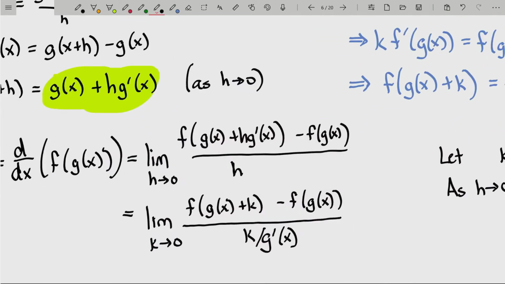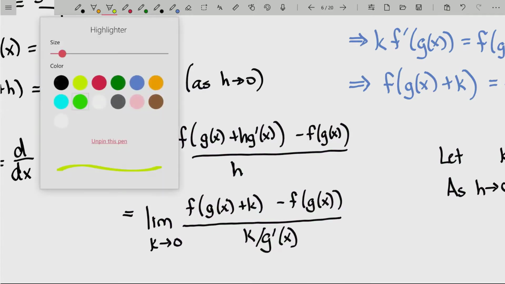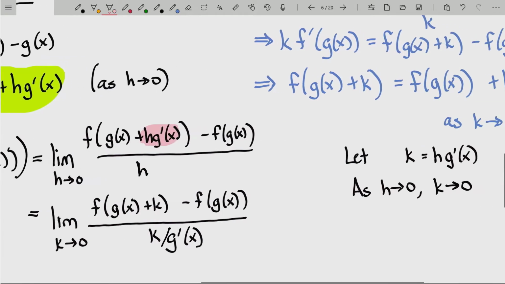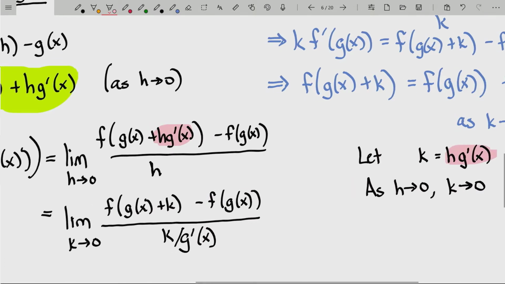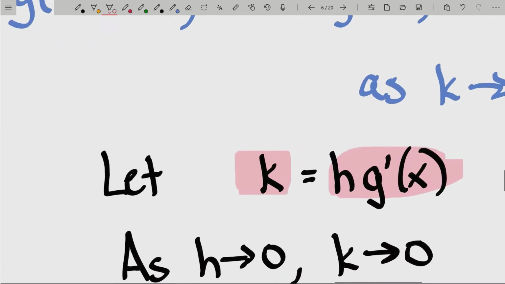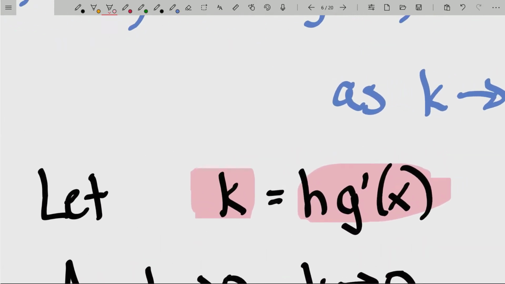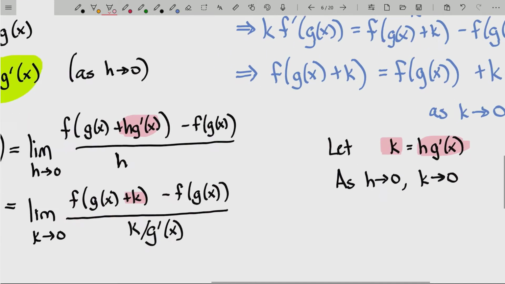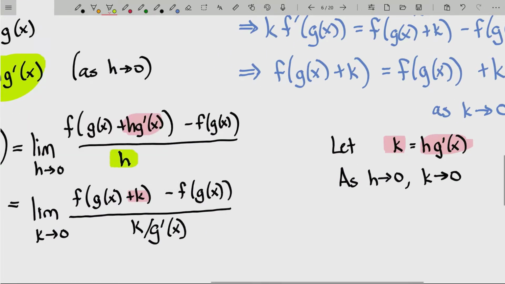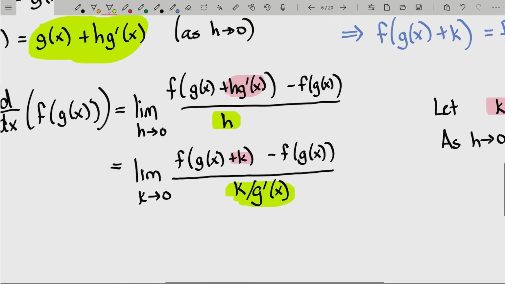And so I can trade out my notation here for the following. So all I did here was trade out, let me use a different highlighter, I've used that other highlighter enough. I've traded out the h times g prime for the k. Also, if you were to solve that equation right there for h, you would get k over g prime. So wherever I saw an h in my previous expression, I'll replace it with k over g prime. So now it's a like-kind exchange, we're okay.